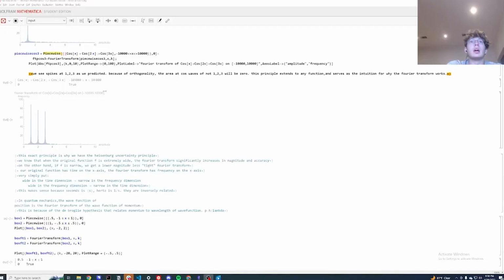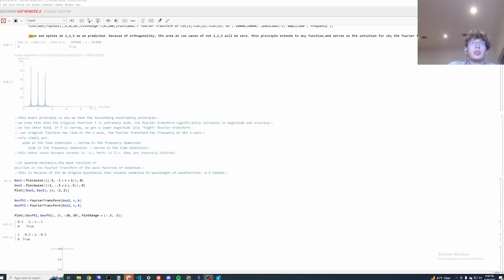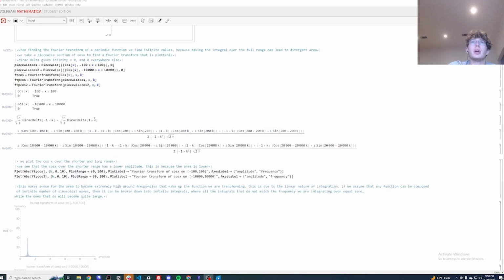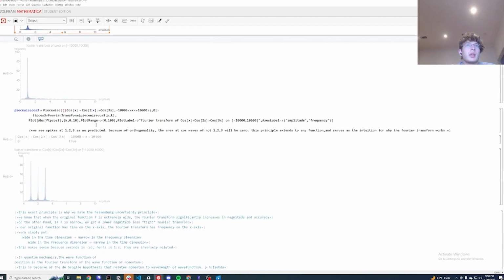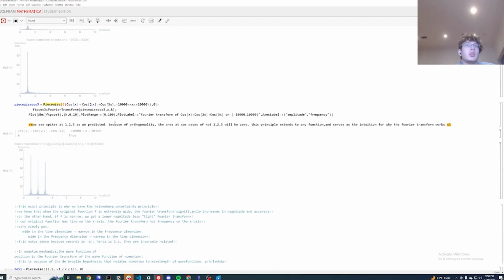So, now that Harris has explained to you what the Heisenberg uncertainty principle is, we can have some intuition for why this uncertainty principle happens. If you recall before, with these Dirac deltas, when we took the Fourier transform over an infinite time, a very long wave, we got a perfect Fourier transform, an exact point at 1. But when we took the Fourier transform over a shorter range, we got a less perfect Fourier transform. And this exact principle is why we have the Heisenberg uncertainty principle.